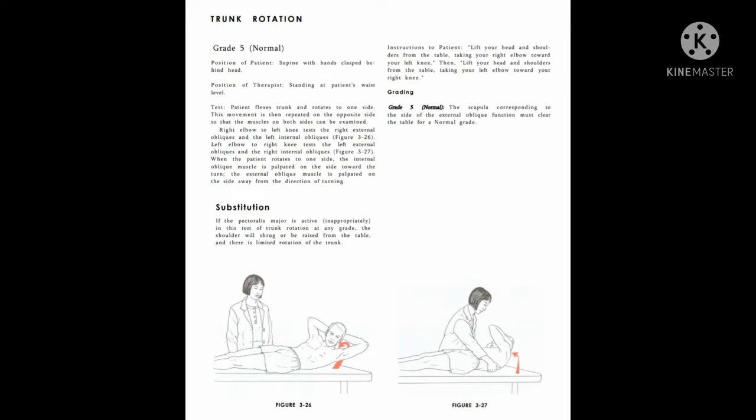Instruction given to the patient: lift your head and shoulders from the table, taking your right elbow towards the left knee. Then lift your head and shoulders from the table, taking your left elbow towards the right knee. Grade 5, patient is able to perform complete range of motion.